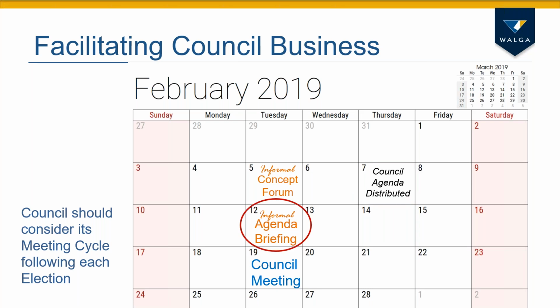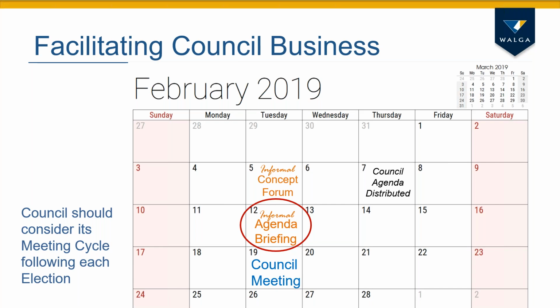The agenda briefing forum is then held at least a couple of days after the agenda has been distributed and at least a couple of days before the Council meeting. In this example, it's 1 week before the meeting. This is the informal meeting where elected members can ask questions about the reports and offer recommendations and seek any additional information they may require before they make a decision.